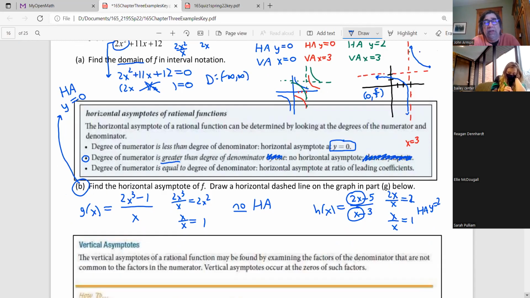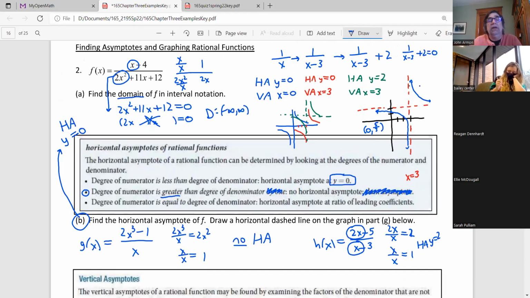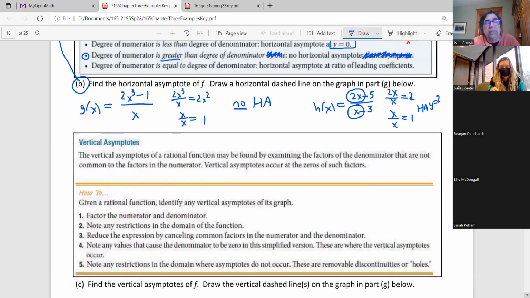Okay, and then for the vertical asymptotes, you essentially find the domain of your function. Any place where you have a number that's not in the domain could possibly be a vertical asymptote. So x could not be equal to 3 here, turned into a vertical asymptote. There's one exception to that rule, which we'll get at the end of this section here. And that's number 5. So let's hold off on number 5 right now.